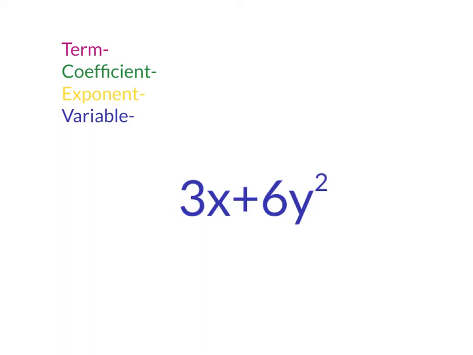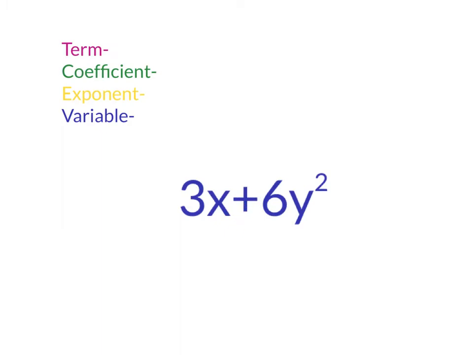Hi guys, today we're going to be learning about combining like terms. So the first thing we're going to do is define some of the things we need to know for this. And the first thing we want to learn is term. A term is a set of coefficients and variables, or just numbers sometimes, that are separated by a plus or minus sign.